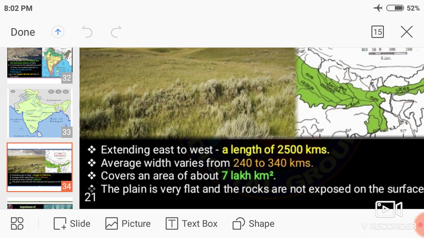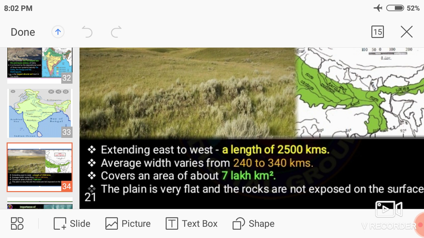Next, the average width is 240 to 340 kilometers. It covers a total area of about 7 lakh square kilometers. Keep it in mind, 7 lakh square kilometers.